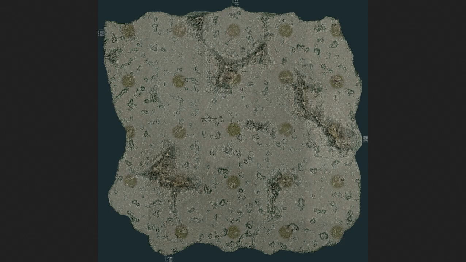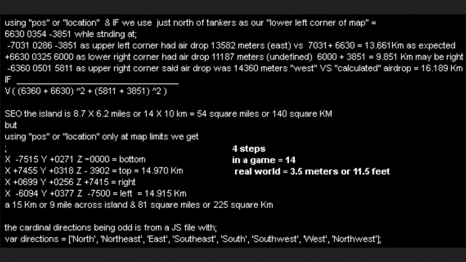Now, those are derived from a utility called location, or POS for position, or just the word location typed out. Now we're going to go to the next image. This is actually my text. Here we go. Using position or location or other variations, if we decide to just use north of tankers, we're going to call it north for now, above tankers, as our lower left corner of the map starting point, because we're going to be using the airdrop alert that tells us how many kilometers away the airdrop is. We're going to use those numbers. Now that's while standing at that location just north of tankers, which is at these numbers here.